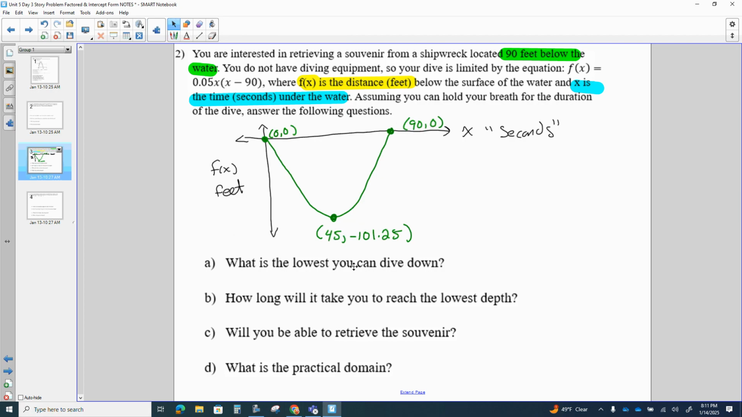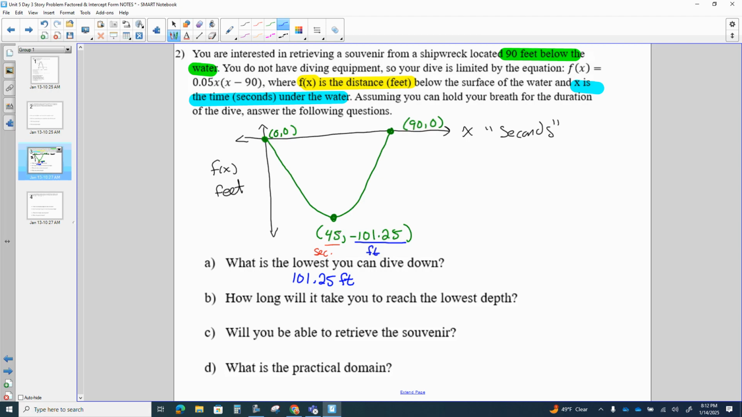All right, what's the lowest you can dive? Well, this is the lowest we can go. That's our minimum. Remember that the X represents time, so that is seconds. And our Y represents how far you're going down. So that one is asking this part: what's the lowest I can dive? Well, I can dive to negative 101, or basically I can dive down 101.25 feet. So he's definitely a good diver.